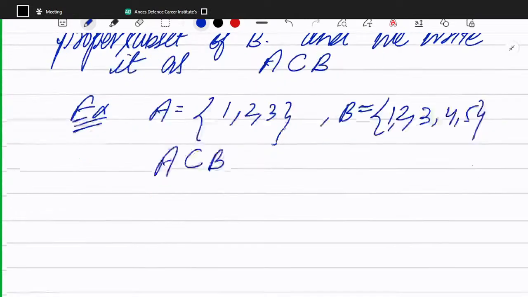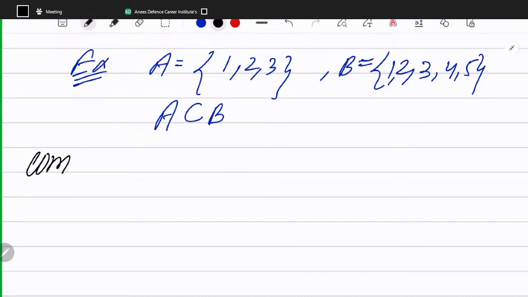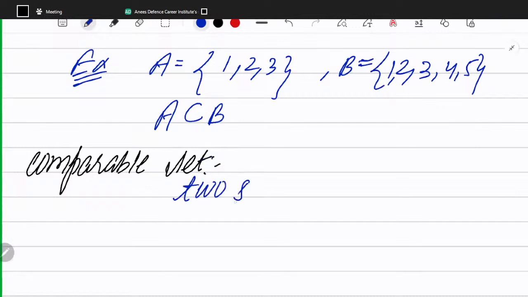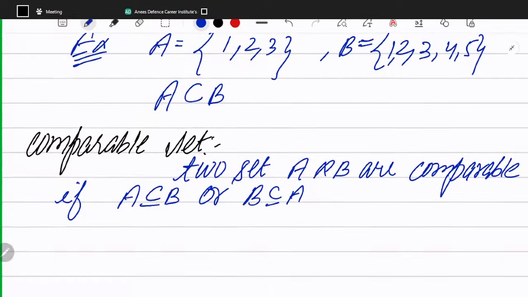Now the next is comparable set. Two sets A and B are comparable if A is a subset of B or B is a subset of A. Then A and B are comparable.